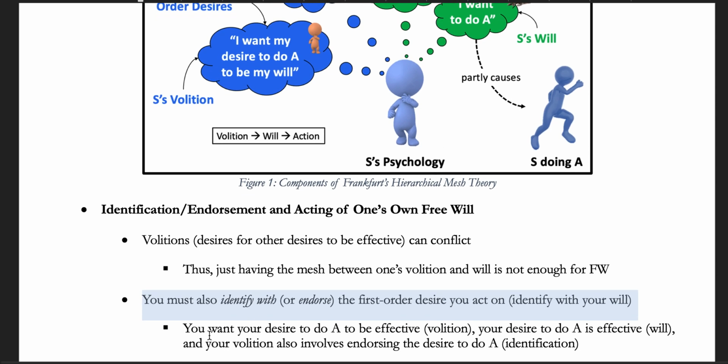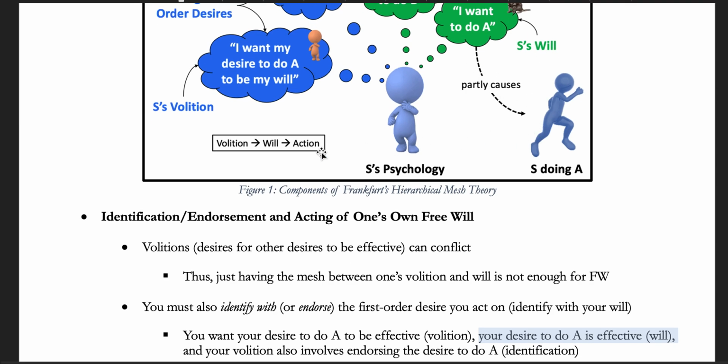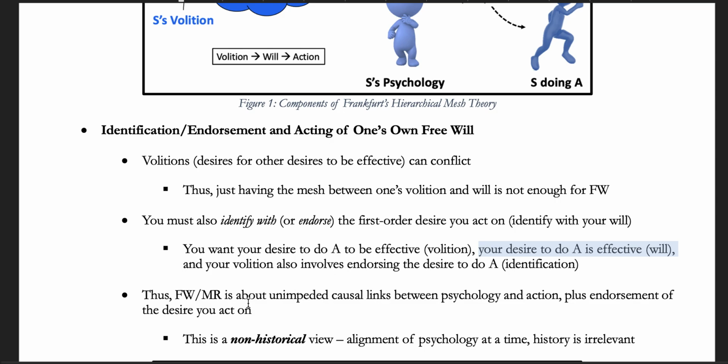Okay, so this is what it takes. You want your desire to do A to be effective. That's the volition. I want my desire to do A to be my will, my effective desire. Your desire to do A is effective, so that's why it's the will. It partly causes your action. And your volition involves endorsing this desire. You're like, yeah, that desire is really me. That really represents who I am, how I want to act, who I want to be.